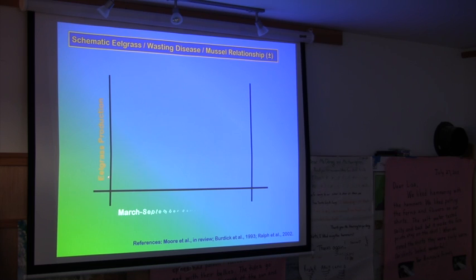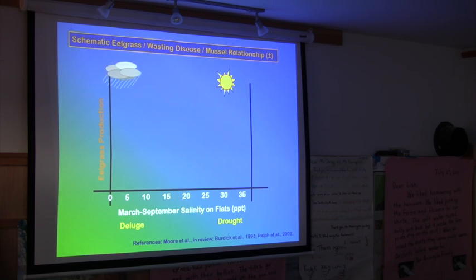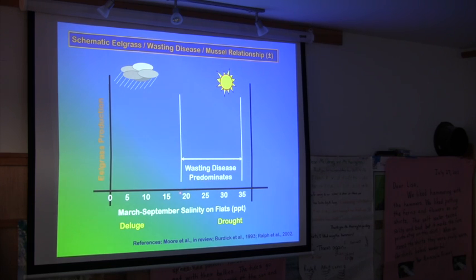This is eelgrass production, which goes up with low salinity up to 18 parts per thousand. And then there's a dividing line right here at 18 parts per thousand. The wasting disease predominates when there's no rain and the salinity is higher. So here, eelgrass thrives in this half, but it dies in that half. So the eelgrass production looks like that. And the mussel production, on the other hand, looks like that.